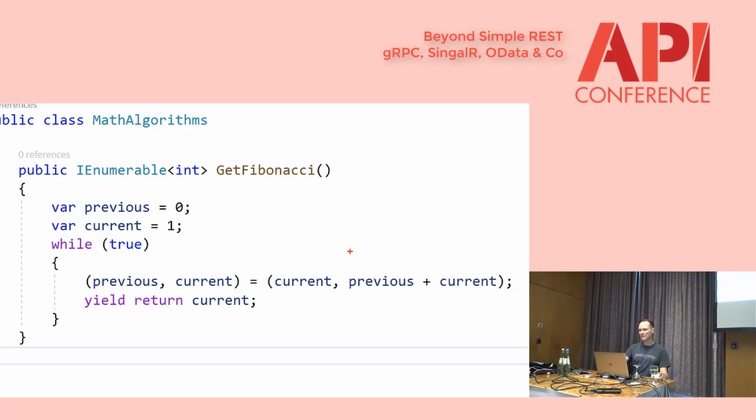This means this method returns a list, a collection of integers. IEnumerable is the base interface for all collections in C#, for those of you who are not that familiar with C#. Then I'm using two helper variables, previous and current. It starts with 0 and 1, and have an endless loop.